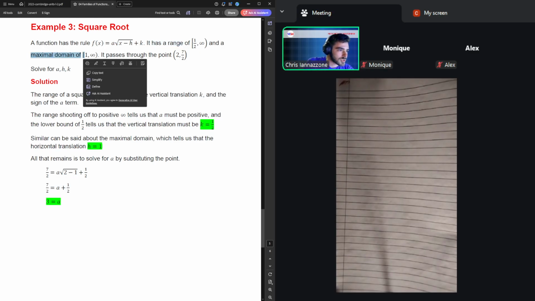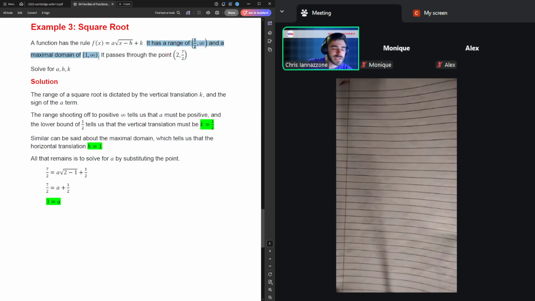But yeah, we got some range and domain information, and we're told that it passes through a point. That's a very common thing to have, passing through a point, because there's only so much you can do to be creative with the other information provided. So how does it work?